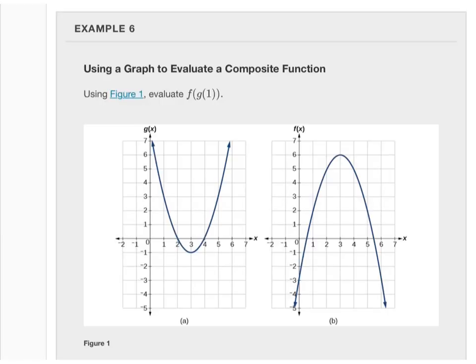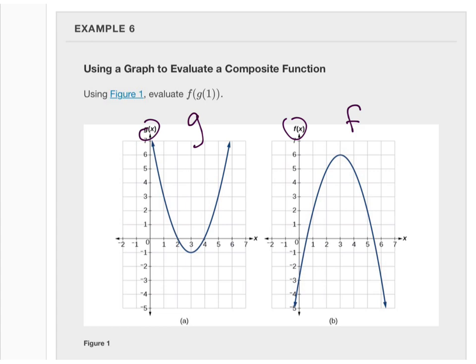Let's do another one. This is a new type. Your homework is also going to have this kind. This is example 7. Using a graph to evaluate a composition function. So they've given me a graph. They've given me actually 2 graphs. The first one is G. The second one is F. They tell you that in the little picture here, but I don't think you can see that. That's G. This one's F.